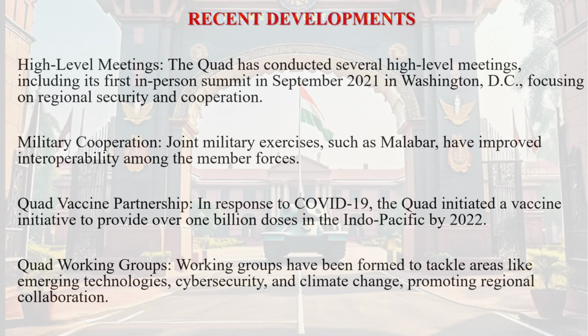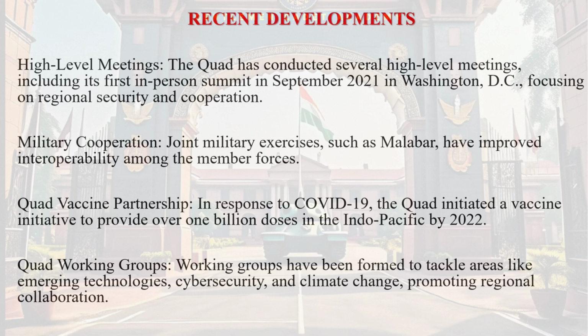Now let us talk about some recent developments in the last few years. So the very first is the high level summits. Quad has held several high-level summits since its revival in 2017, and the first in-person summit happened in September 2021, which was attended by the leaders of all four nations, where they discussed key regional security issues and also established a framework for cooperation in various sectors, including health, climate, and technology.